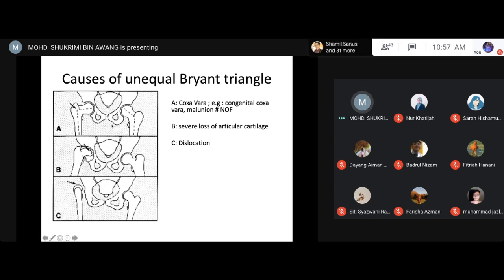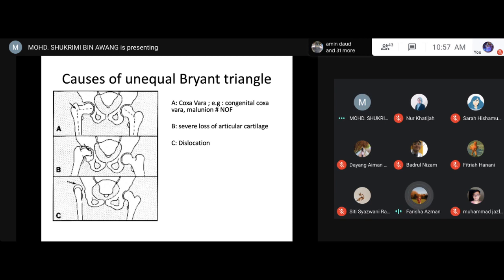Okay, so if you have this positive Bryant triangle unequal, what type of gait do you expect the patient may have, as compared to, let's say, malunion of the tibia or femur? Is it a similar gait or not?